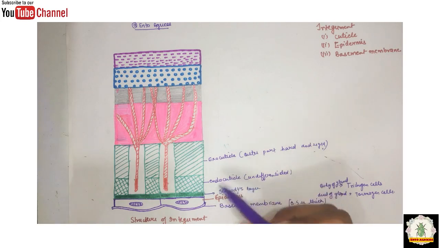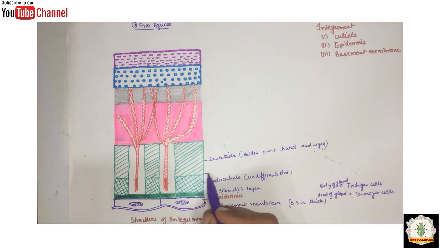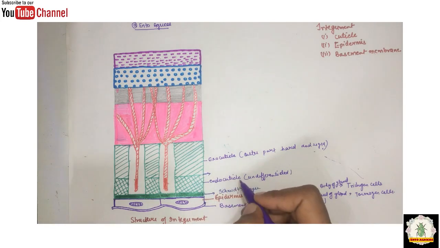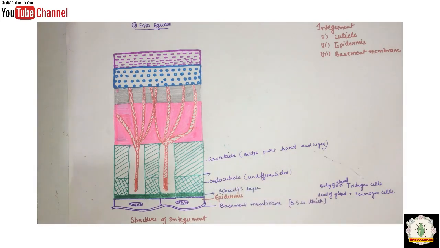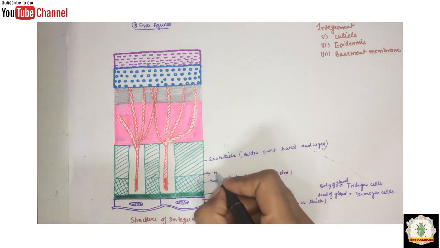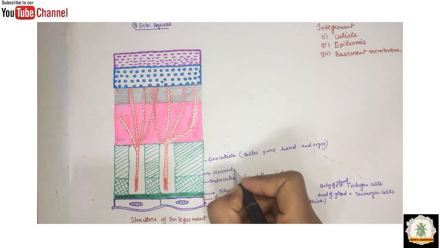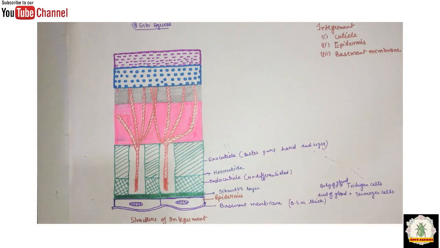And between the exocuticle and endocuticle, this line is the mesocuticle. This mesocuticle is hardened and it is not a fully darkened layer.